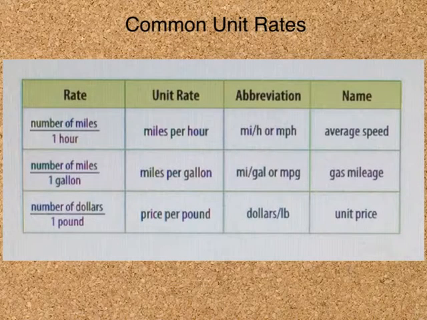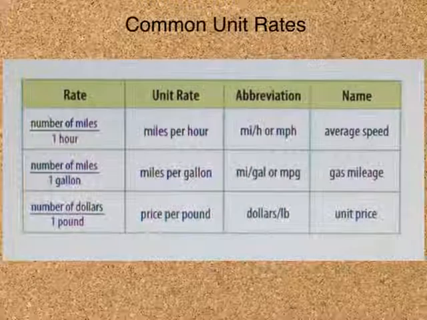In the table here we have some common unit rates. The first one, average speed, is number of miles in 1 hour, or the unit rate would be miles per hour. Gas mileage, number of miles in 1 gallon, or miles per gallon. Unit price is number of dollars for 1 pound, or price per pound.